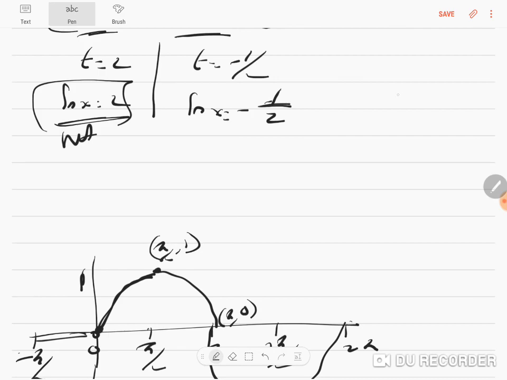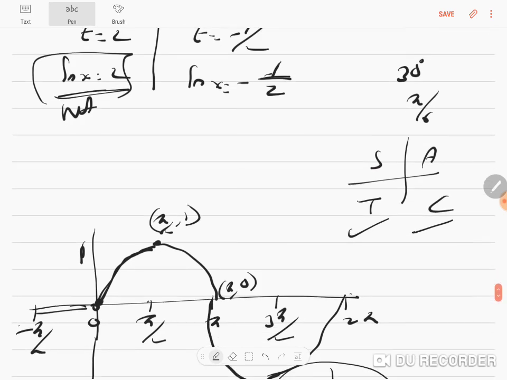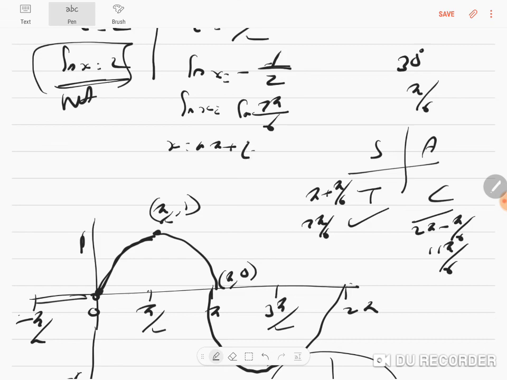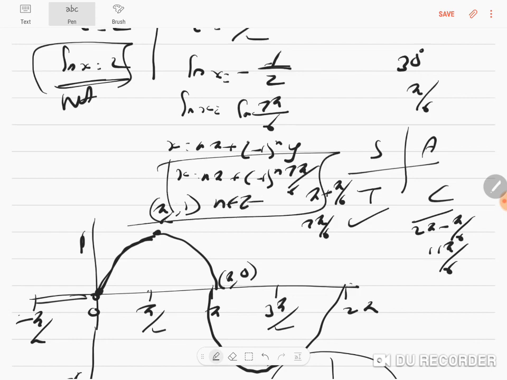Sin x equal to 1 by 2 would be at 30 degree or pi by 6, and it's negative. Sin is negative in the third and the fourth quadrants, which is pi plus pi by 6, which is 7 pi by 6, and 2 pi minus pi by 6, which is 11 pi by 6. They are asking the general solution: sin x is equal to sin 7 pi by 6 in the sum. So x is equal to n pi plus minus 1 whole to the power n times 7 pi by 6, where n is an element of Z. That will be the general solution answer for the sum.